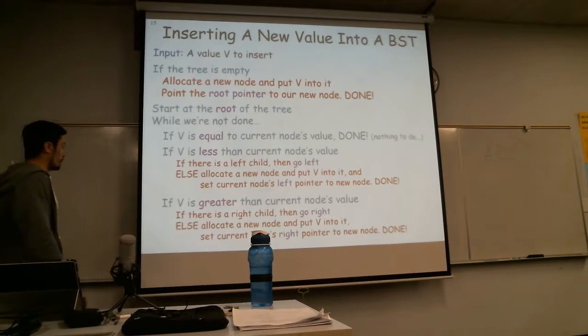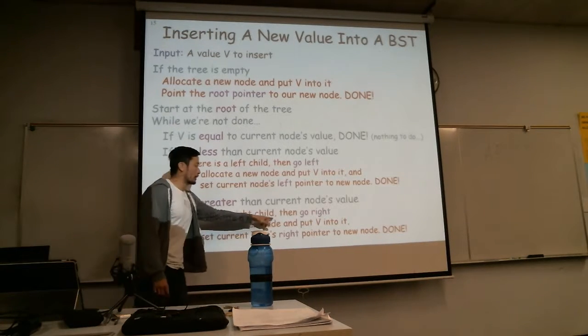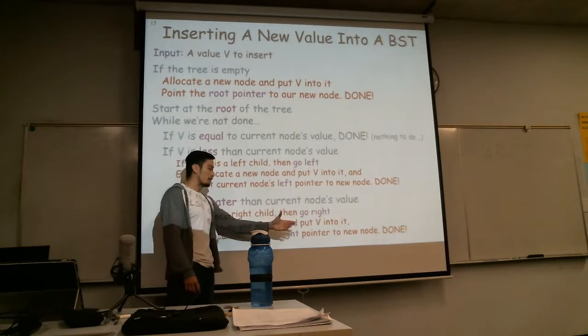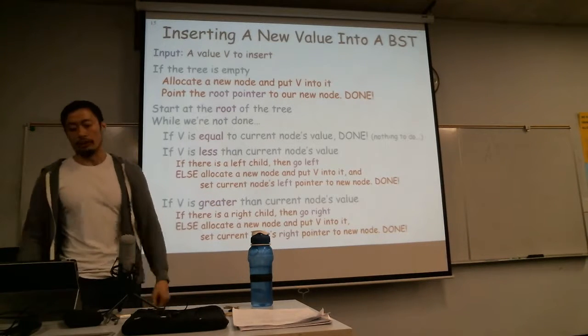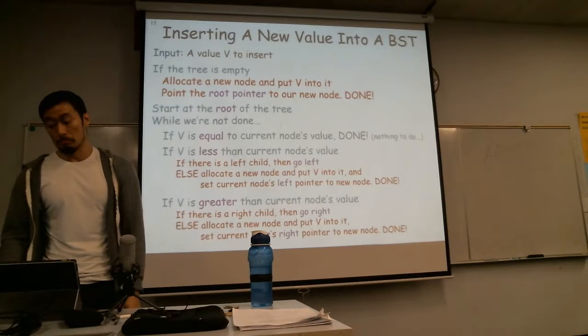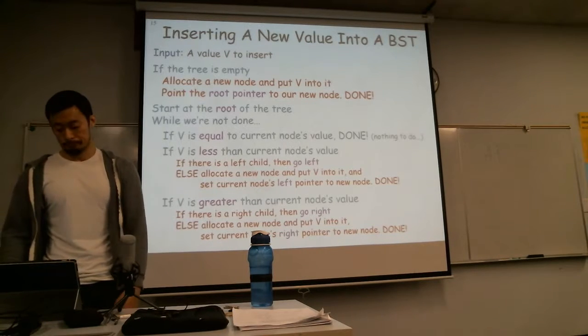Otherwise, if it doesn't go left, we know we go right, and everything else is the same. If there's a right child, we simply go right again to make that comparison there. Otherwise, we just put this V into a new node that will reside within the right position of that particular node. Sorry, if V is equal, why would we be done? Because we can't have duplicates. Okay, so it's already there, so you don't need to do it. Correct.